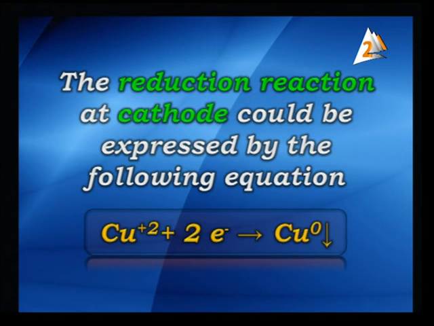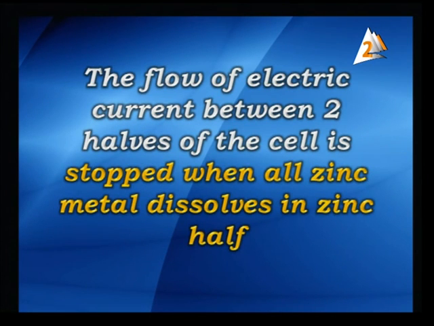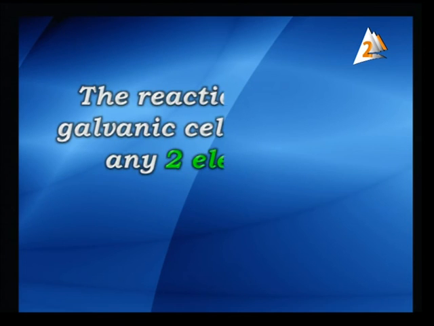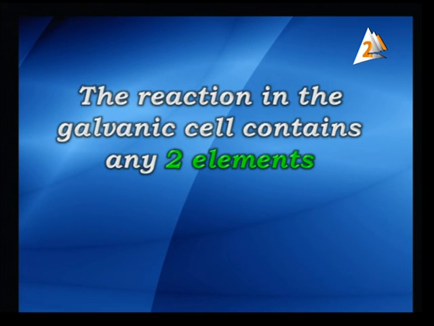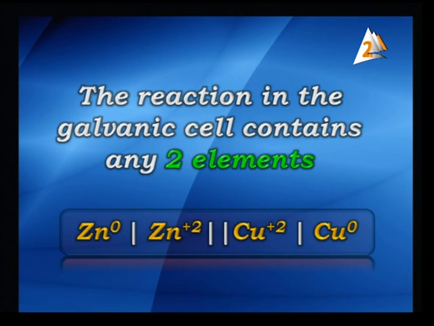The flow of electric current between the two halves of the cell stops when all the zinc metal dissolves in the zinc half. Can zinc dissolve? Do you think so? Yes. How? By losing electrons. The reaction in the galvanic cell, containing any two elements, is represented by the following diagram.